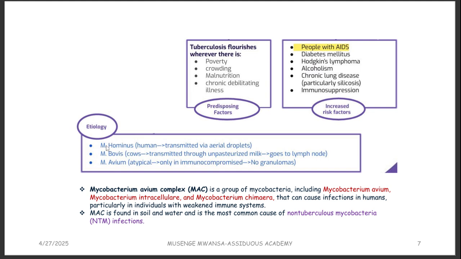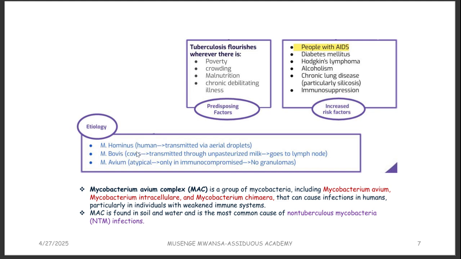What causes TB is the Mycobacterium complex. You have Mycobacterium hominis. This one is specifically for humans and it is transmitted via droplets when someone is breathing, coughing, or sneezing.